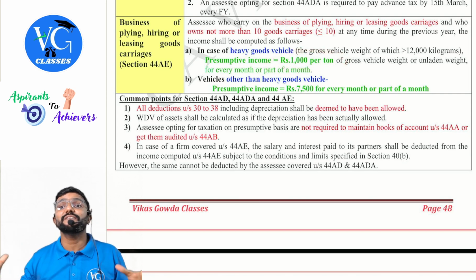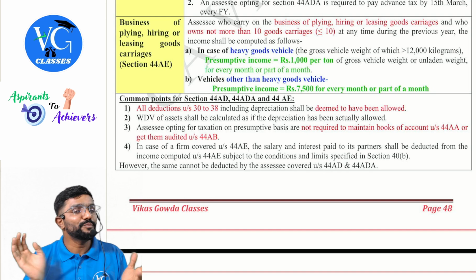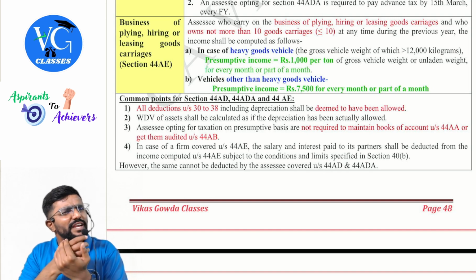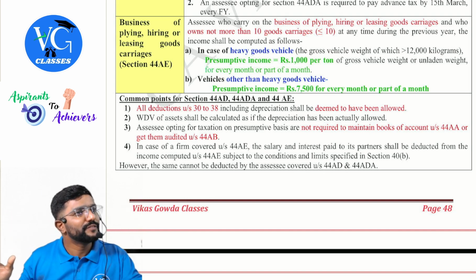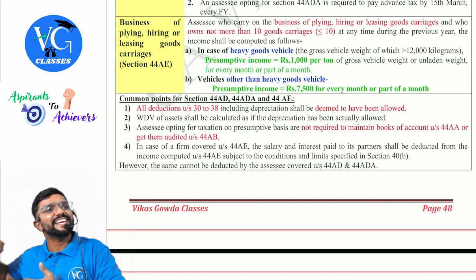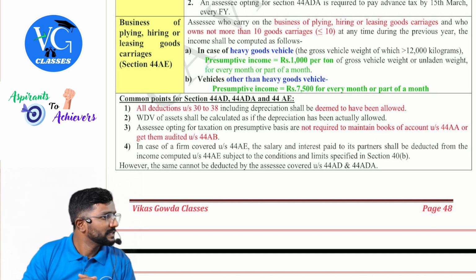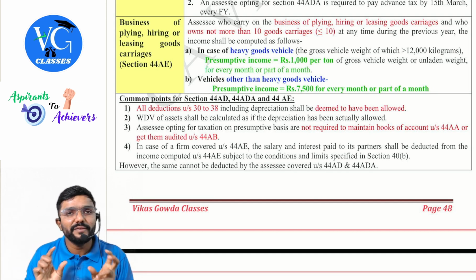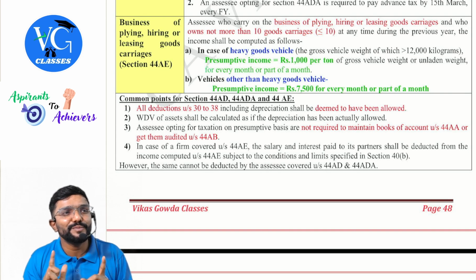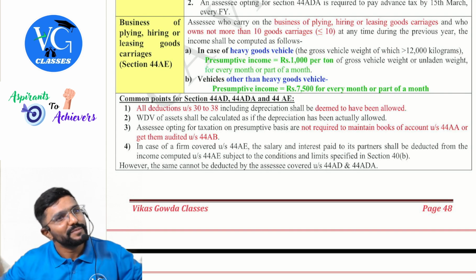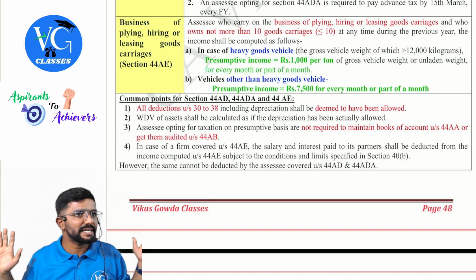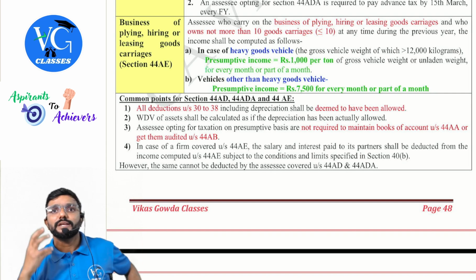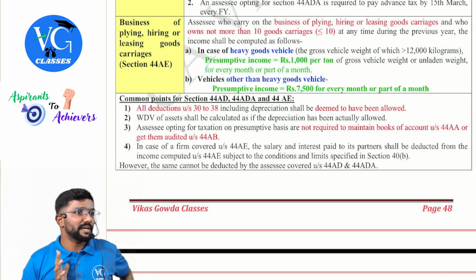Assume the gross vehicle weight is 15 tons. So how much should we take? Assume we have owned this vehicle for full 12 months. 1,000 rupees into 15 into 12 months. Clear, guys? In between, if there is a purchase, sale and all, please be careful. Including that month, take months. Calculate the months. And here the assessee should own the vehicles.